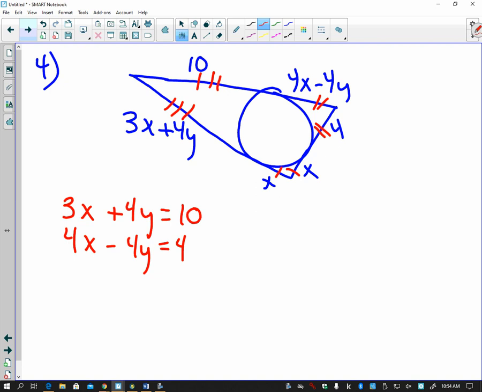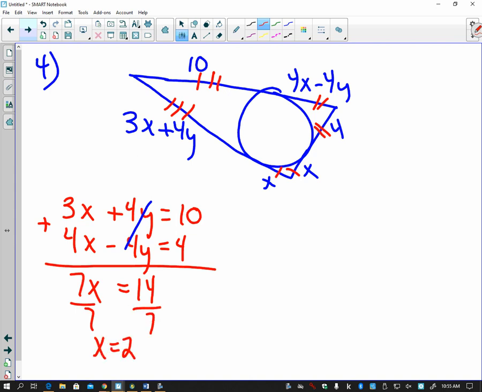So notice how we have opposites, right? I have a 4y and a negative 4y. So one way to do this is I can add those two equations, right? What's 3x plus 4x? 7x. What happens to your y's? Cancel out. All right, what's 10 plus 4? Equals 14. Divide by 7. X equals 2. Plug it in.